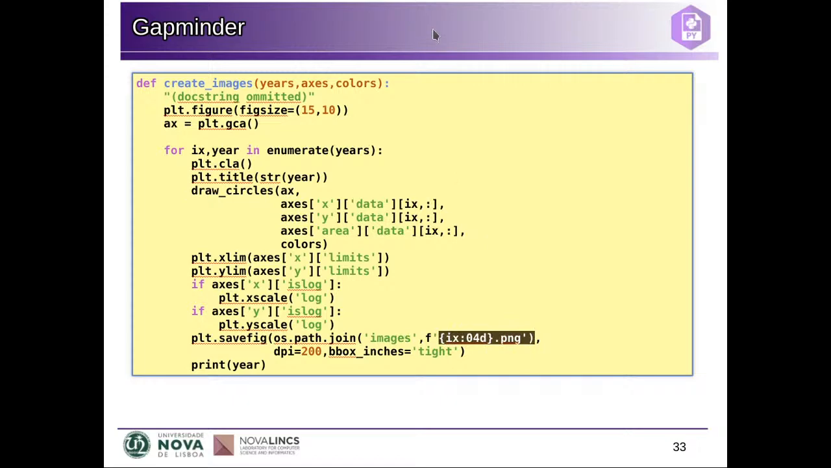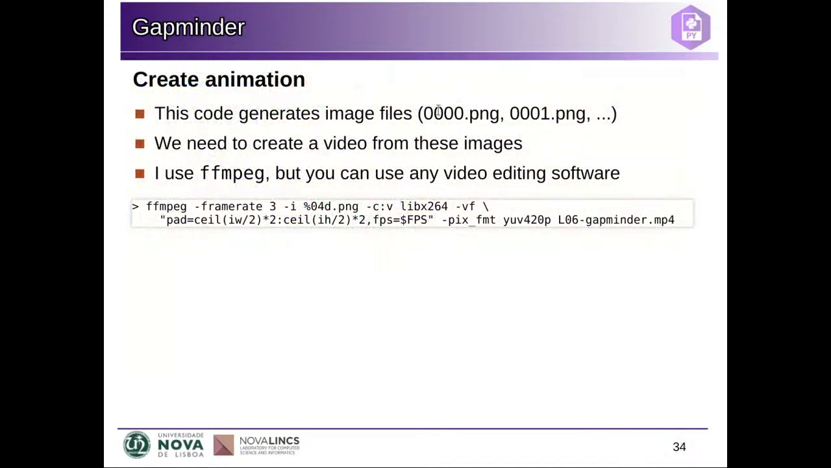So with this format, we are writing images 0000.png, 0001.png, and so forth. So we are writing them in order with these numbers. And this makes it easy to then use some video editing software or just a command line to put everything into a movie. This is what I used to generate the movie.